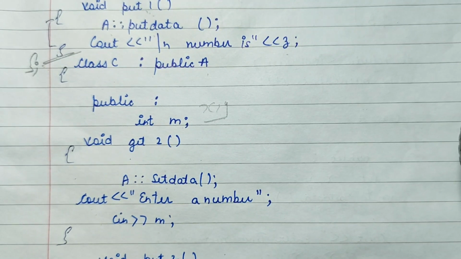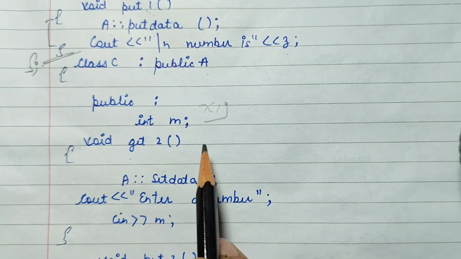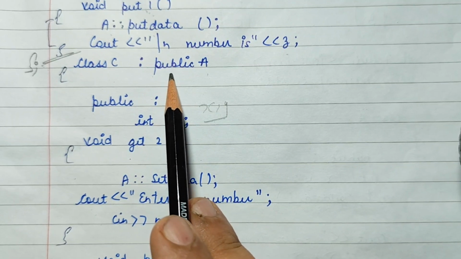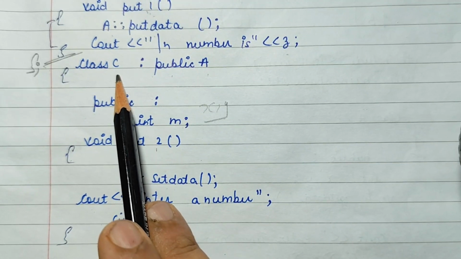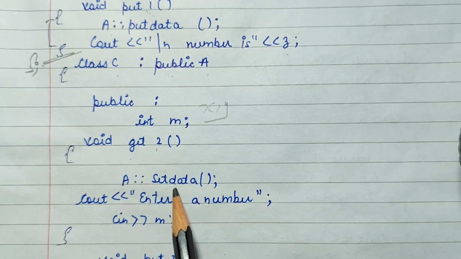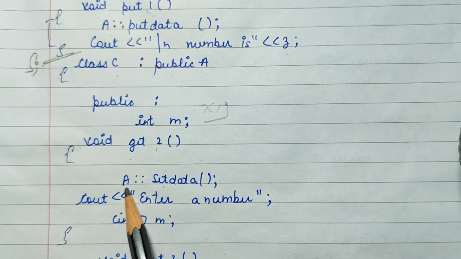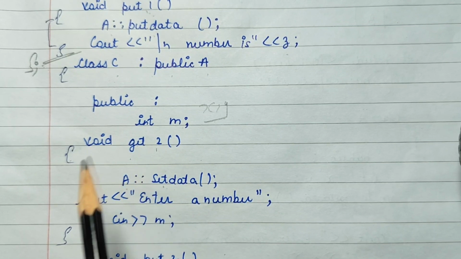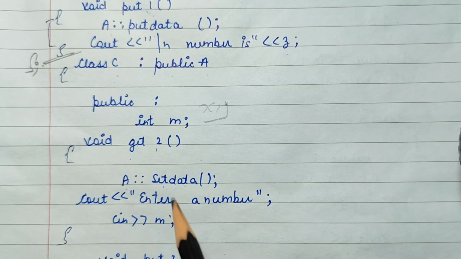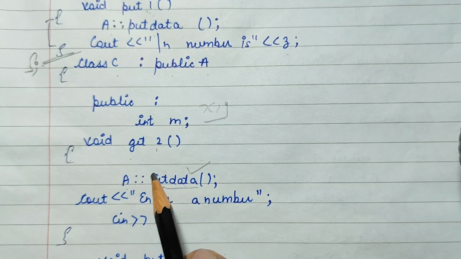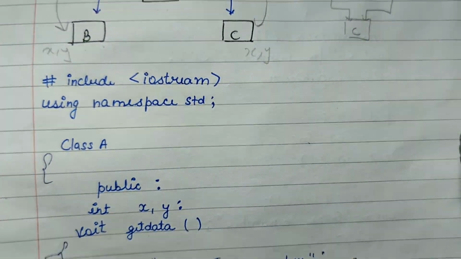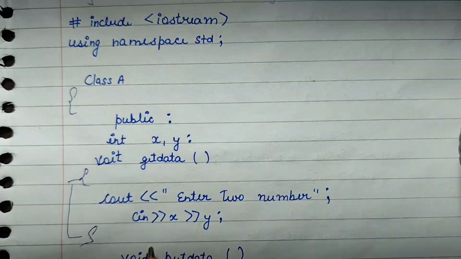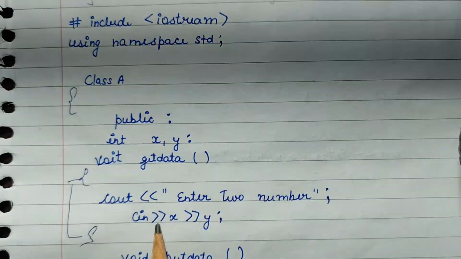Okay, the public data members of the base class shift to the public section of the derived class because the visibility mode is public. That's why. Now the get two member function belongs to class C. First I call the getDataMember function of class A. When this getDataMember function is called, first we input the value in the x and y variables, because in the getDataMember function we input the value in the x and y variables.